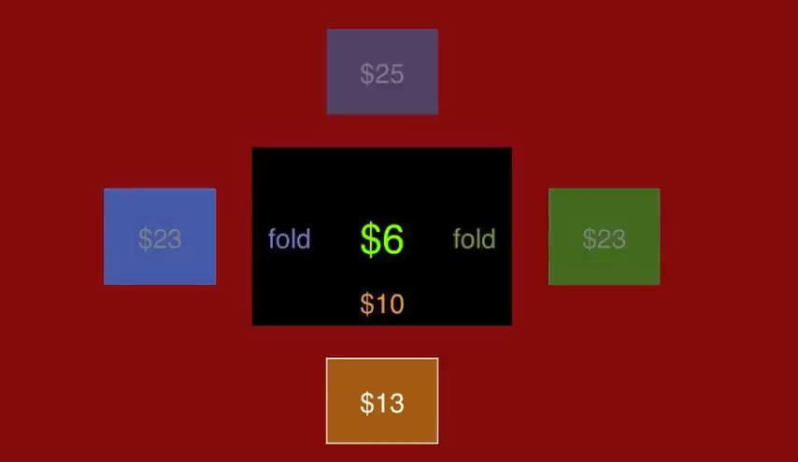Each of the three players in the hand has contributed $2, leaving each with $23. Orange bets first again. This time he comes out big, betting $10. Blue and green quickly fold. Orange has won the hand. There's $16 in the pot, so he adds that to the $13 in front of him, giving him a total of $29.